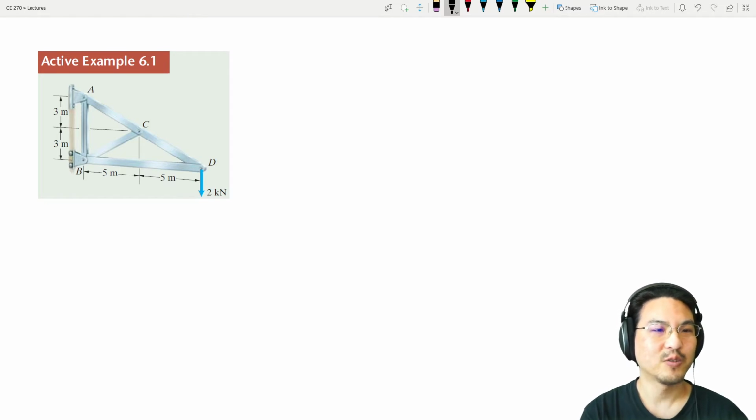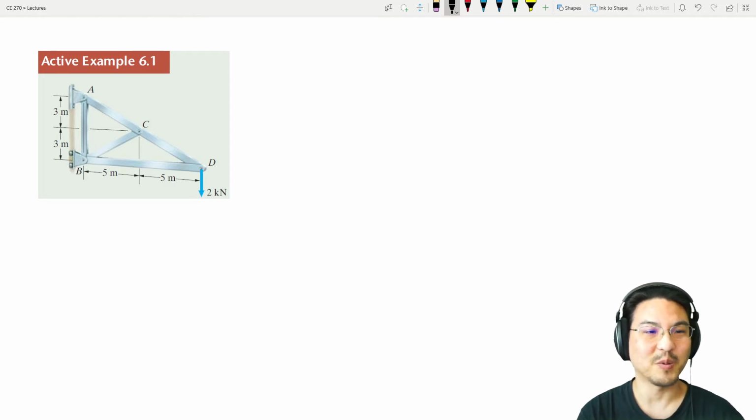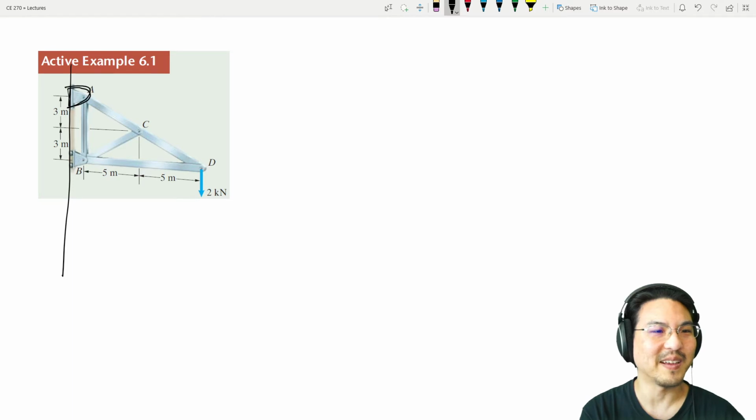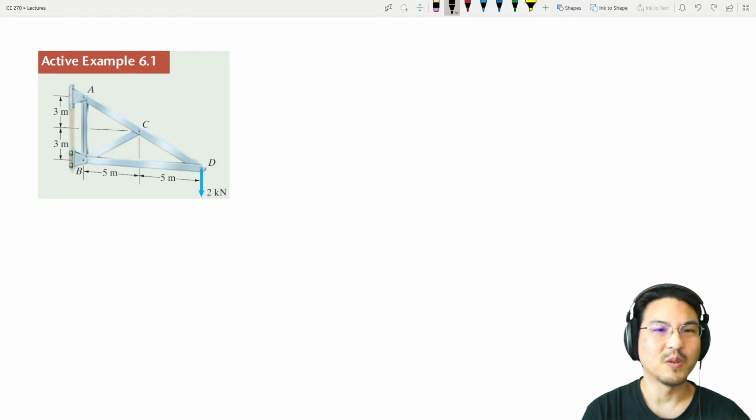This truss has pin supports at all the joints, but the entire structure is supported against this wall here. There's a pin support right here at A, and a roller over here at B. So you just go joint to joint, drawing the free body diagram.